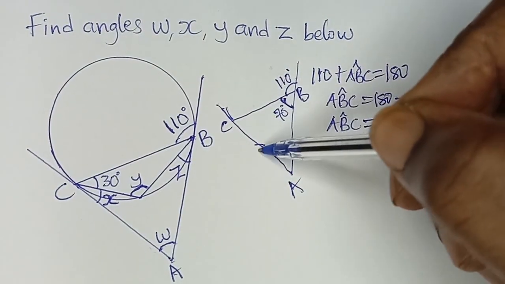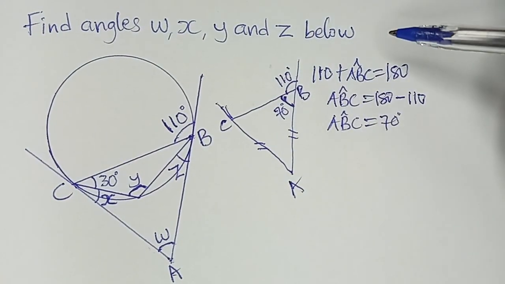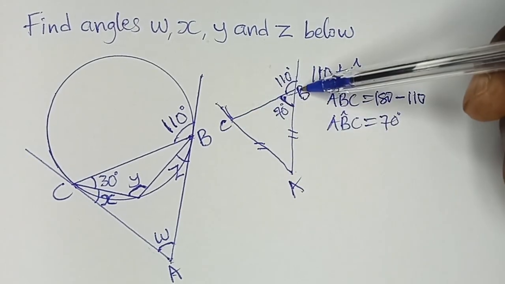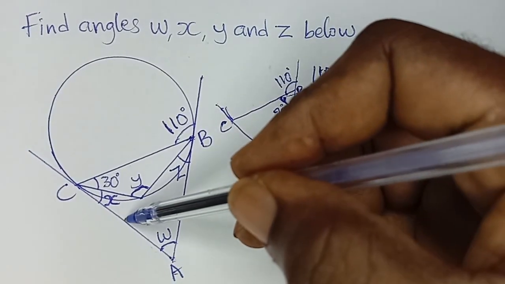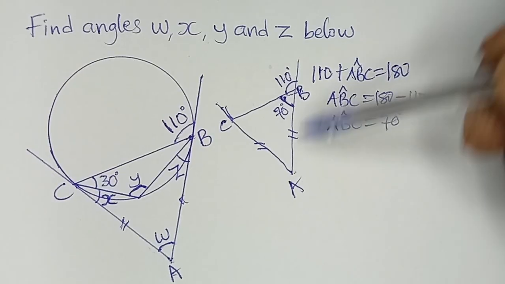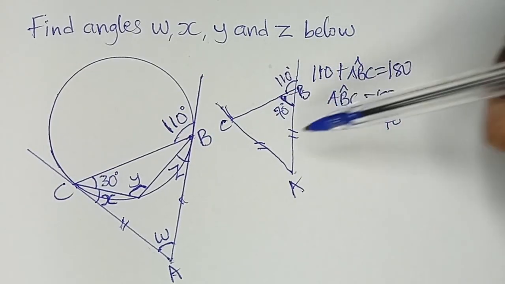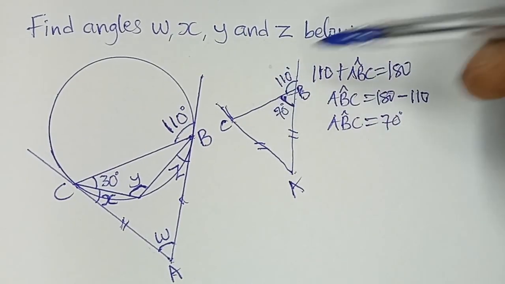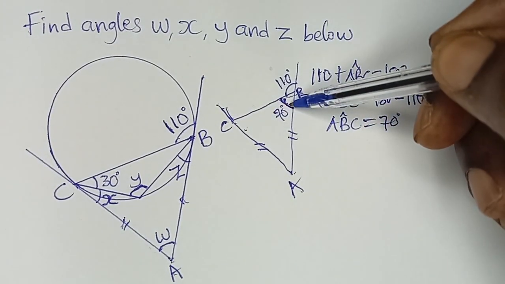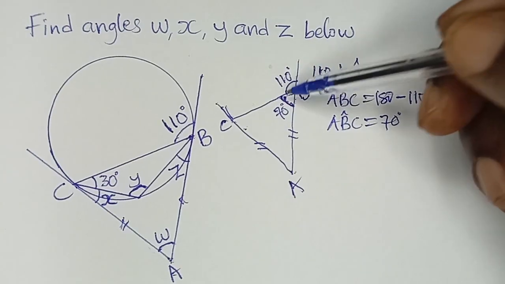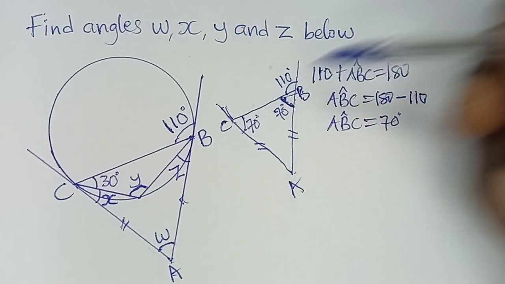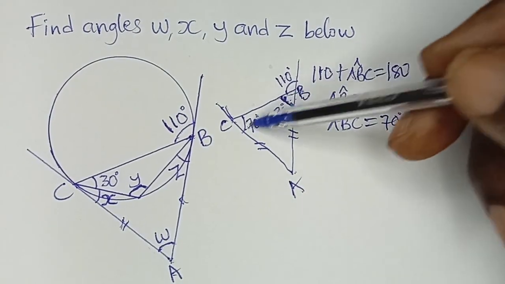So I can simply put lines like this to show that they are equal. So that means the triangle ABC is an isosceles triangle. Don't forget this line is equal to this line, so that is what I've indicated here. So triangle ABC is an isosceles triangle because these two sides are equal. And the base angles of an isosceles triangle are equal. So that means if this angle is 70, it also means that this angle is 70 degrees. So that the base angles are equal.